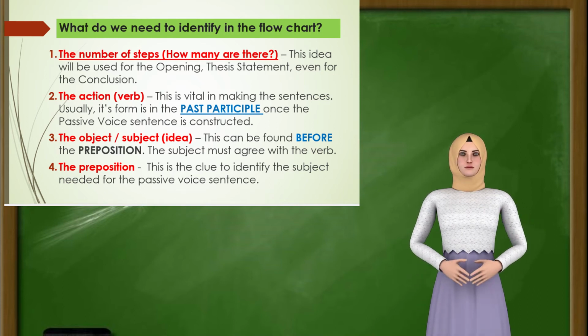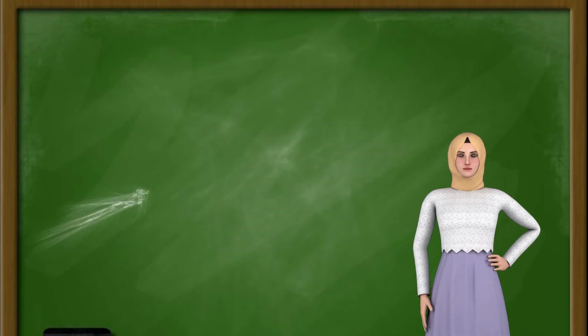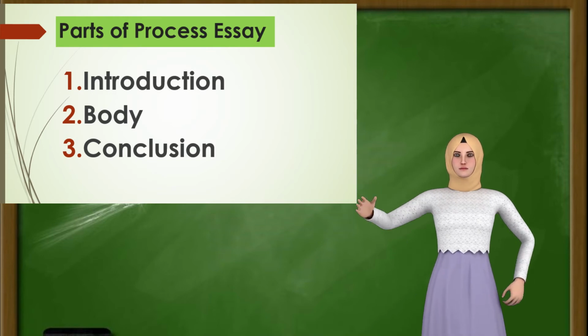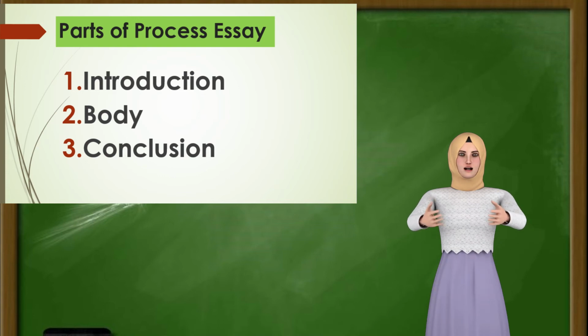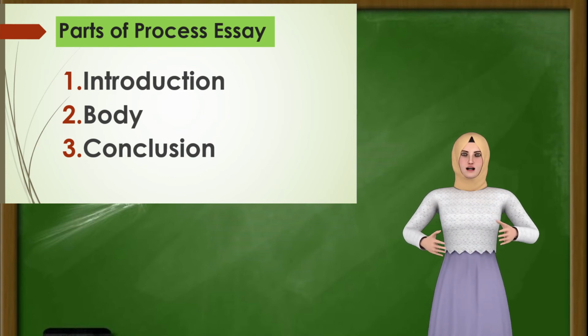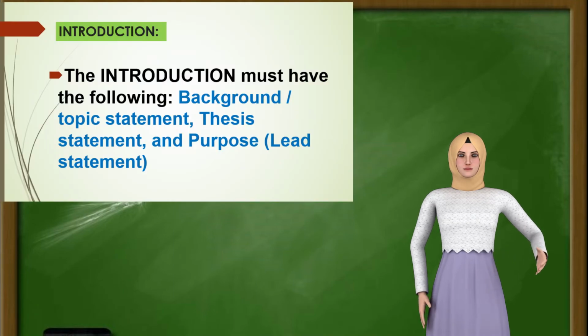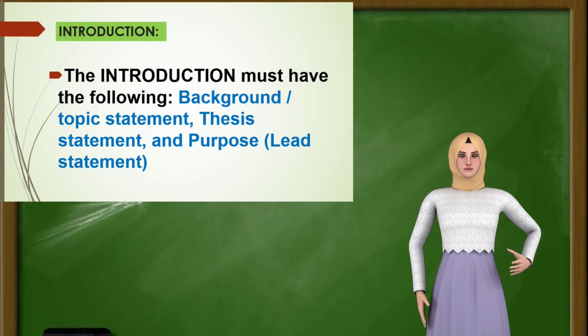How about the parts of the process essay? All essays have the same parts, like the introduction, the body, and the conclusion. Writing the introduction is quite easy. All you need to do is to remember these. The introduction must have the following: background and/or topic statement, thesis statement, and purpose or lead statement. Furthermore, in making the introduction, two techniques must be considered.